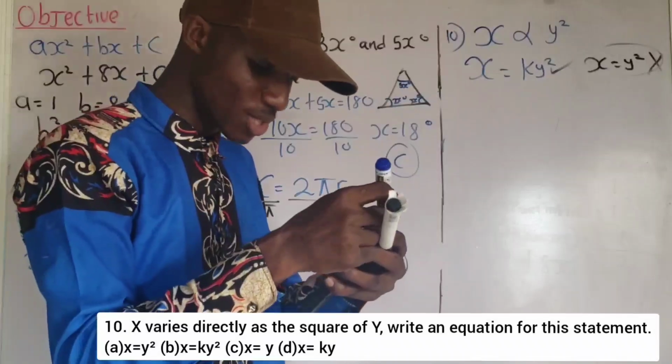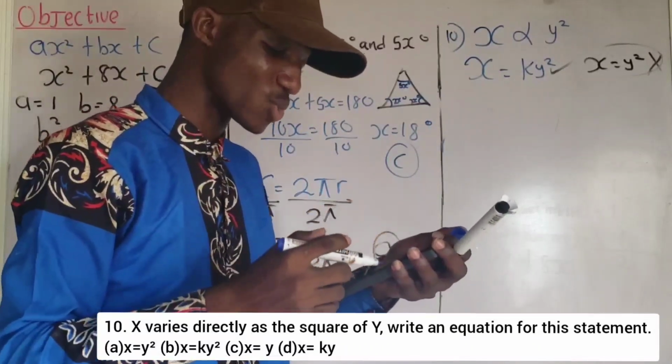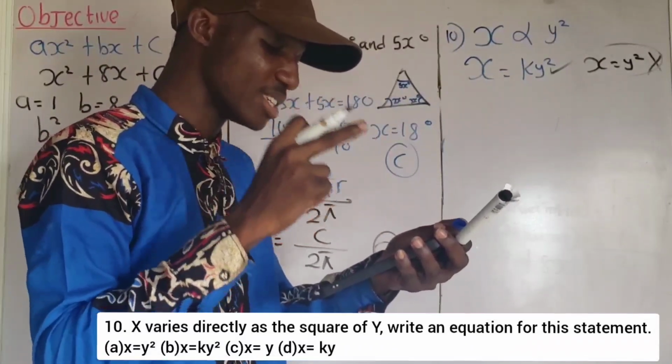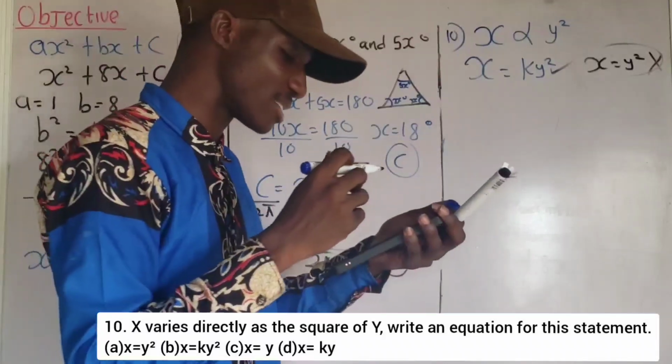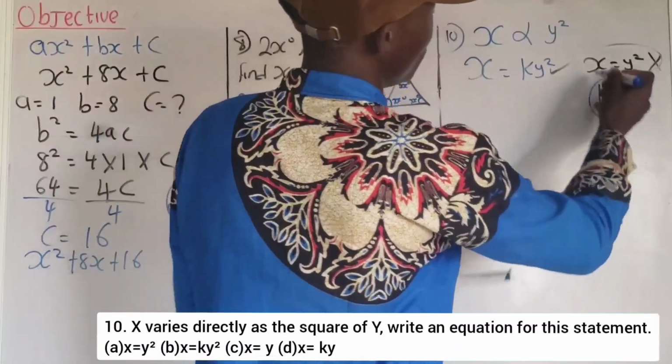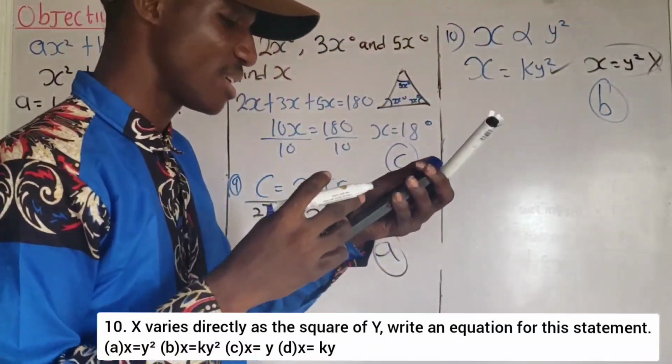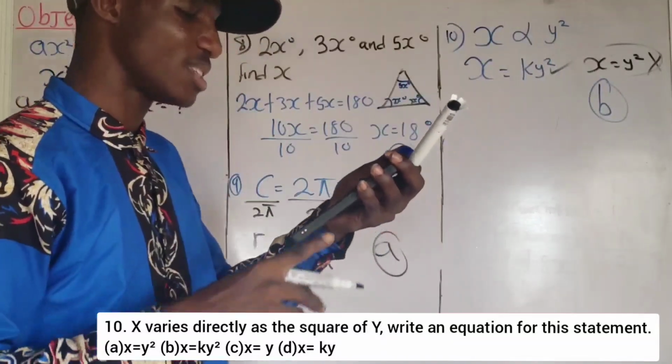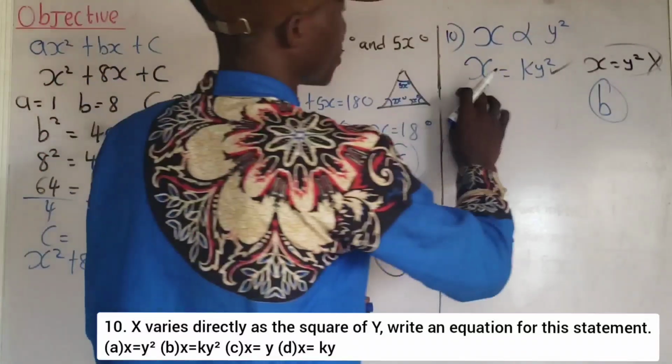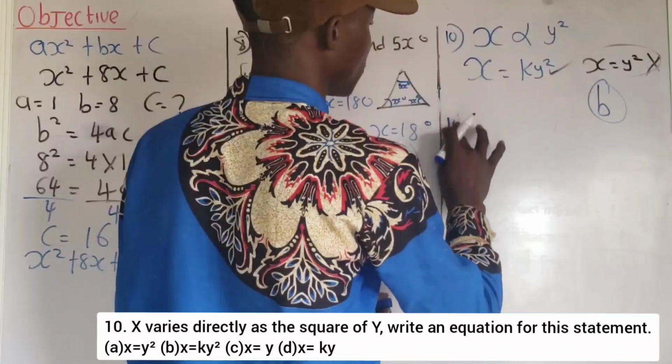So let's look at the right option here. Option A, x is equals to y squared. That's not correct. Option B, x is equals to ky squared. That is the right answer. Option B is correct. Option C, x equals to y. Option D, x equals to ky. That's not correct. Okay, this is the correct answer. Now, let's move to question 11.